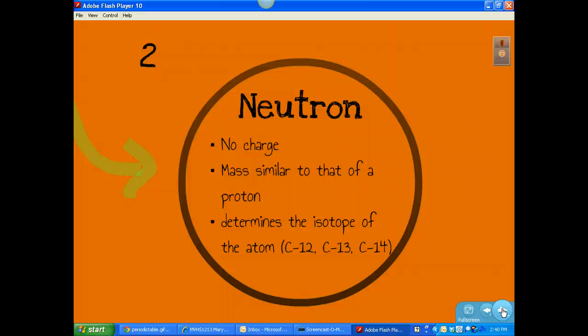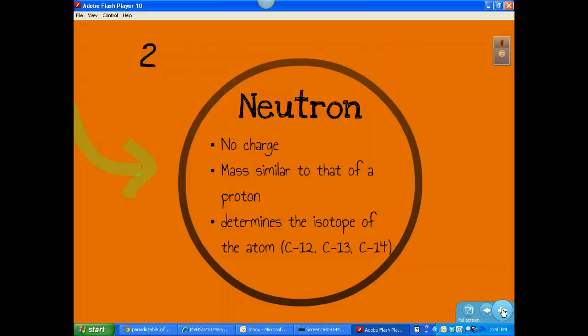All right, their mass, as small as it is, right, you can't hold one of these things. They're extremely small, on the order of magnitude of like 10 to the negative 24th or something crazy like that. We're talking super duper small. That being said, neutrons have about the same mass as a proton. Okay.